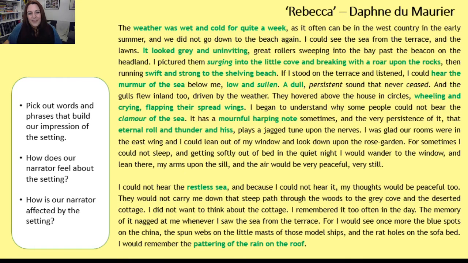Now, that's the first bit. Pick out words and phrases that build our impression of the setting. So there's an awful lot to take away from that. How does our narrator feel about the setting? Now, this is a bit more challenging. I think picking out description of the setting is perhaps a little bit more obvious than when we're actually looking for how the narrator feels, because now we're going to need to use our inference skills. That means that we're not going to be told how she feels, but we have got to understand the words that are being used and make our interpretations about what that means.